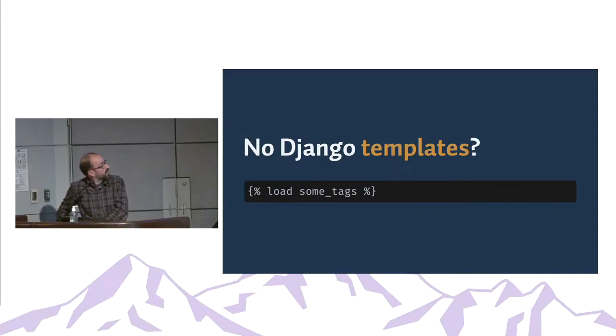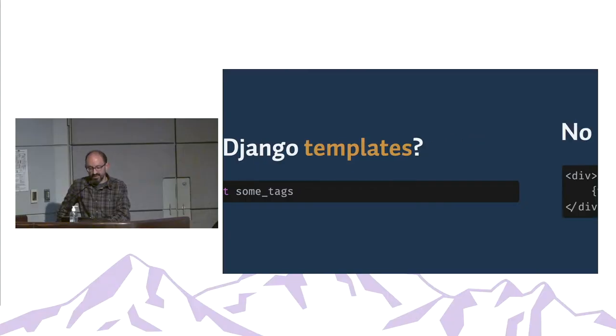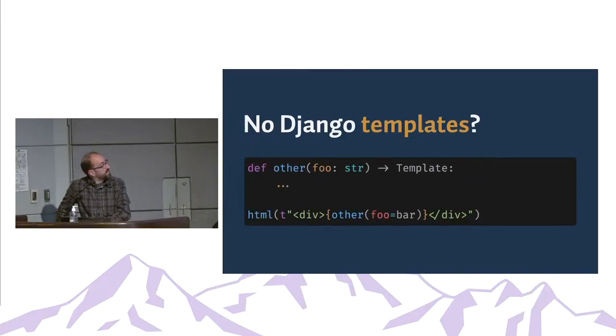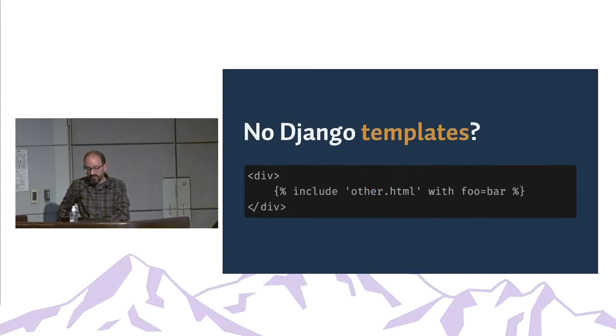So here's a bit of Django template code. This loads some tags or some filters. And if you think about it, that's really the Python equivalent of import some tags, except import is much more familiar, and we have vastly more tools and better tools to deal with that. Here's an include in a Django template. But I see that as a function call. And here, the function is actually typed correctly, whereas in the Django template, who knows what happens if you forget to include foo or if bar is the wrong type.